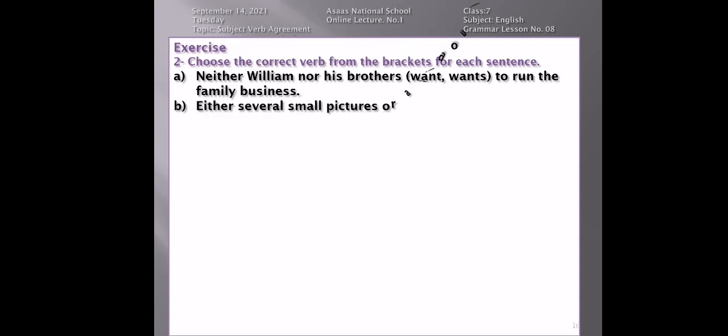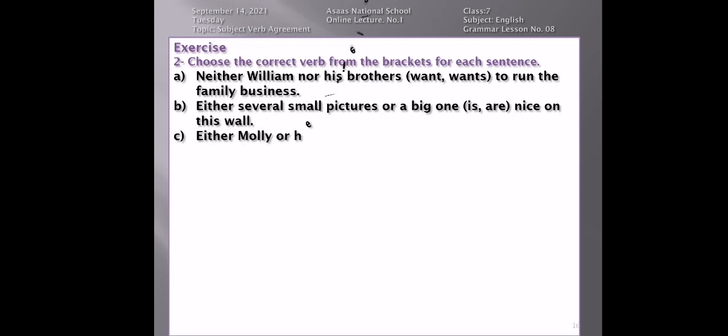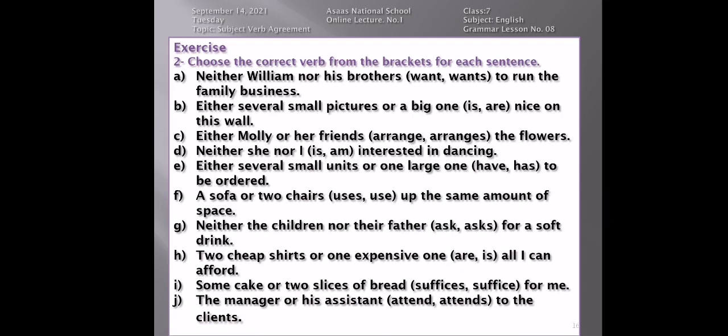Now let's see the second part. Either several small pictures or a big one is or are nice on this wall. So we are talking about something that is singular, a big one. It is closer to the verb. So "is" will be used. Now see the third one. Either Molly or her friends arrange or arranges the flowers. What do you think will be used? Her friends is closer to the verb arrange and arranges. So "arrange", a verb without s, will be used here. This is how you are supposed to solve the rest of the parts yourself.